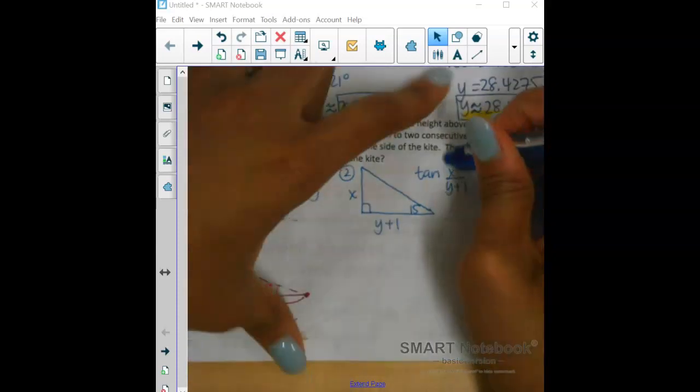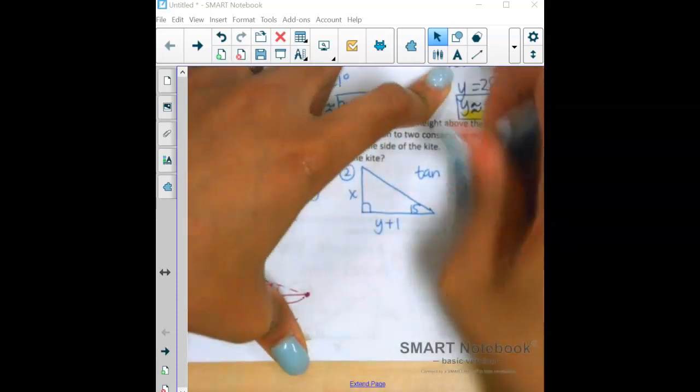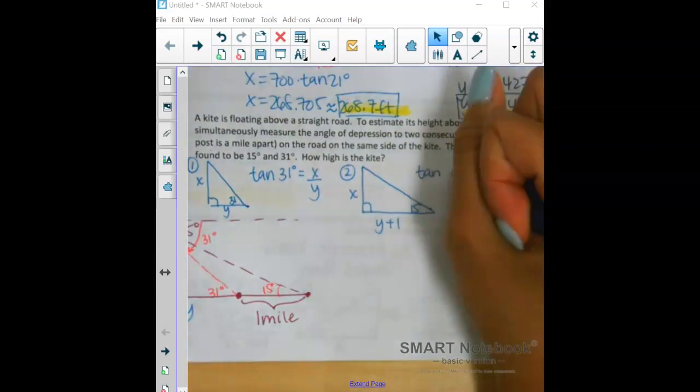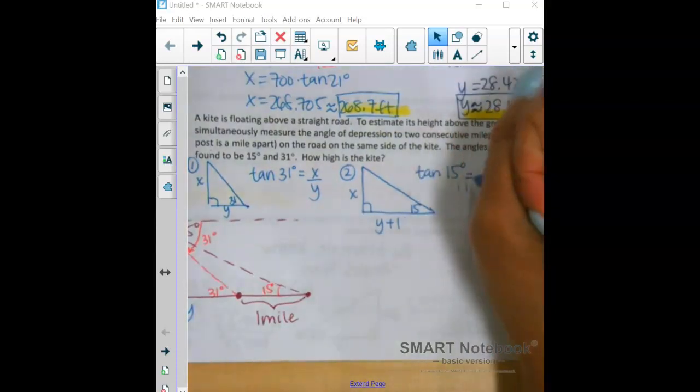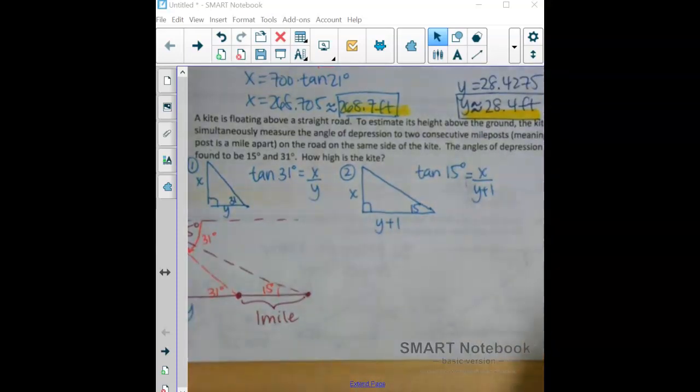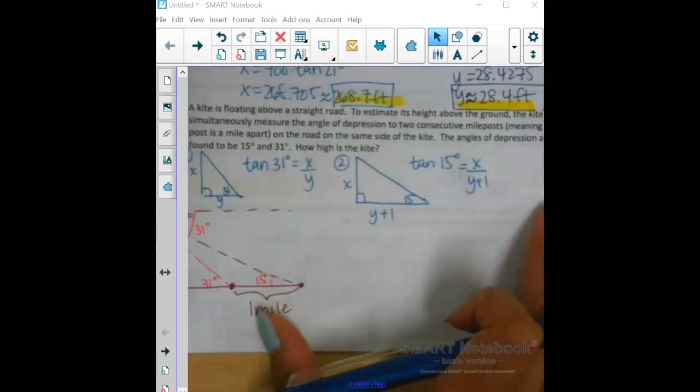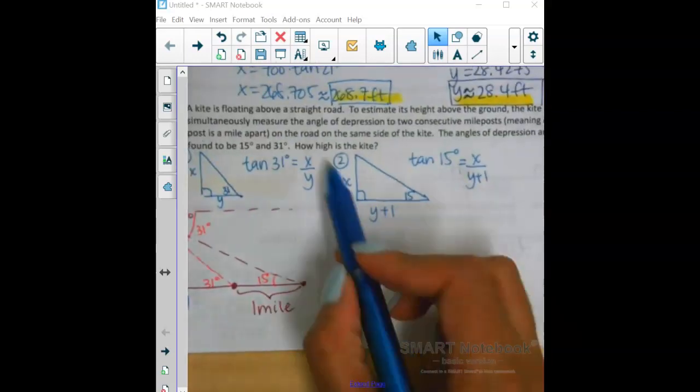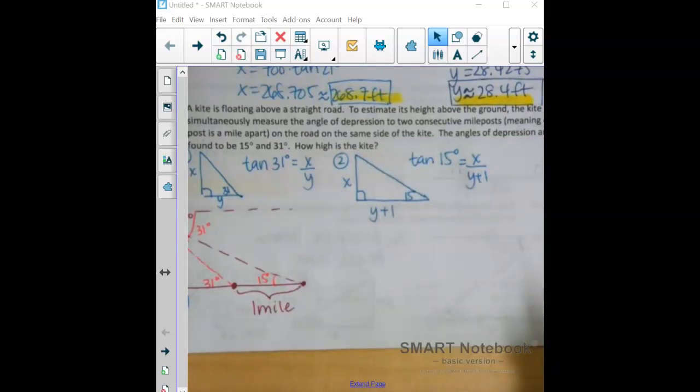Let's try it again. Tangent of 15 degrees is equal to x over y plus 1. Much better. Okay, based on these two things, I need to figure out how to find x. X is the height of my kite. Once I find that value, I'll be good. But the issue is I have 2 unknowns. I have the x and the y.